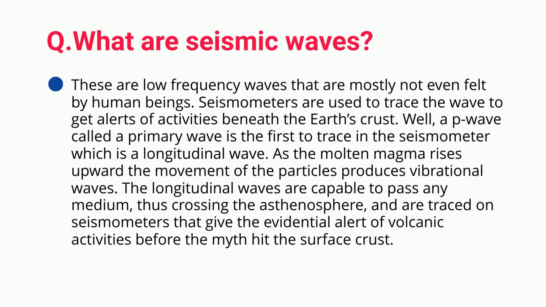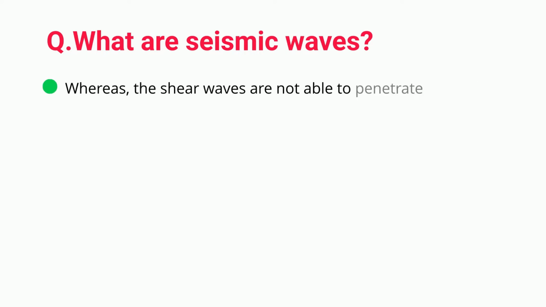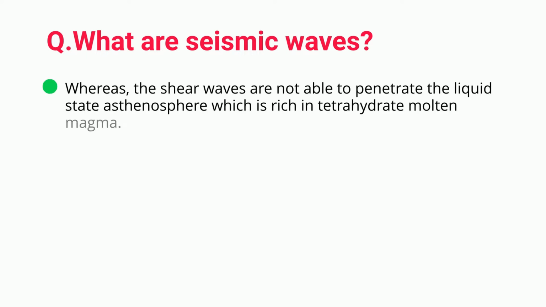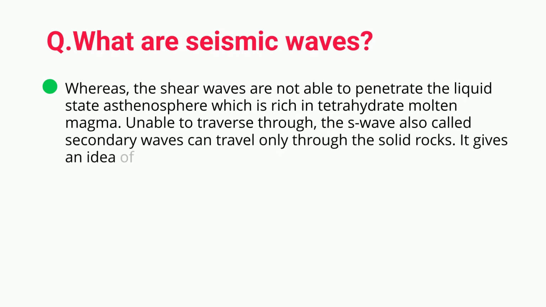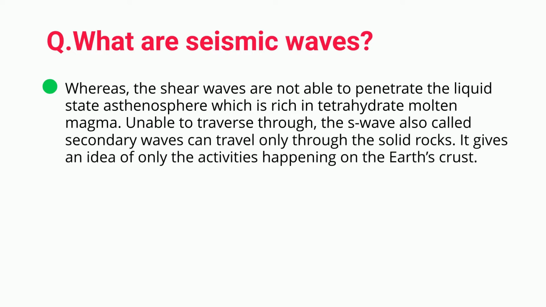The longitudinal waves are capable of passing through any medium, thus crossing the asthenosphere, and are traced on seismometers, which gives an early alert of volcanic activities before the magma hits the surface crust. Whereas, the shear waves are not able to penetrate the liquid asthenosphere, which is rich in molten magma. Unable to traverse through it, the S wave, also called the secondary wave, can travel only through solid rocks. It gives an idea of only the activities happening on the Earth's crust.